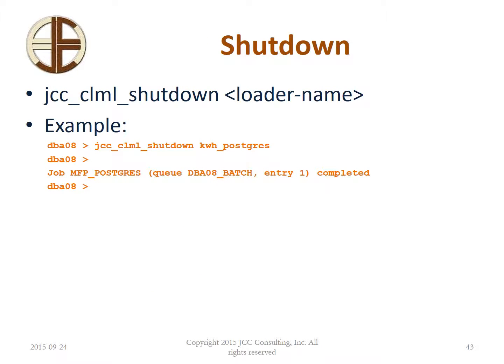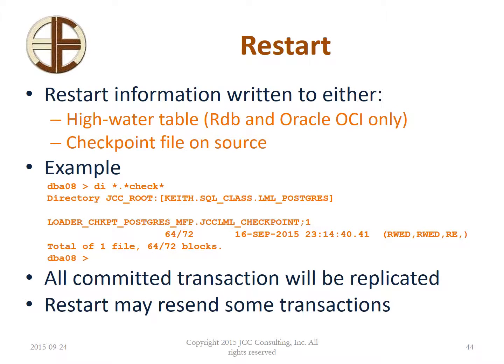Shutdown is easy. The command is JCC CLML shutdown. And you give it the loader name, and that shuts everything down neatly. Restart also is easy. On Oracle and RDB, we maintain a high water table in the target database that has the information about where we need to restart. For JDBC, we have a checkpoint file on the source system. And what happens is, right after we commit to the target, we update the checkpoint information on the source database.